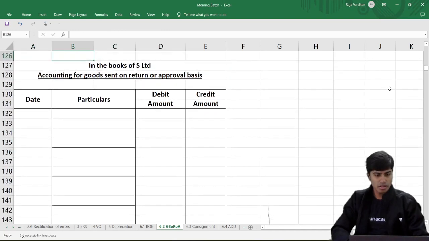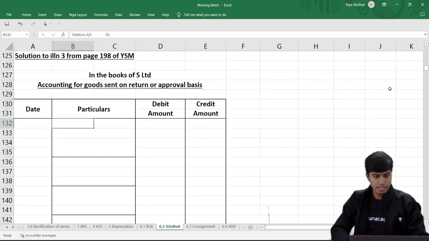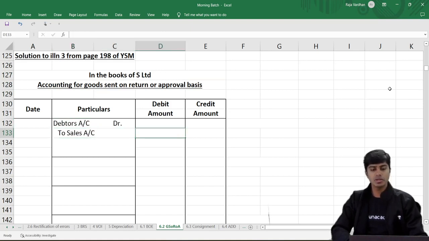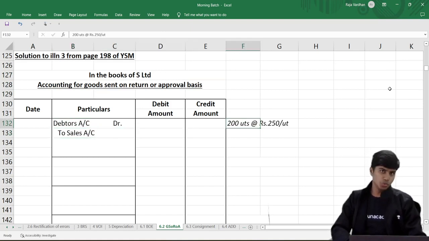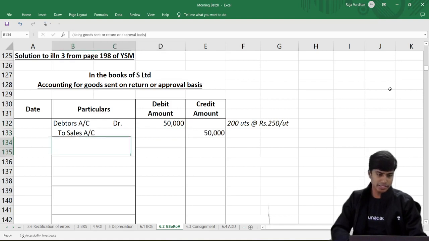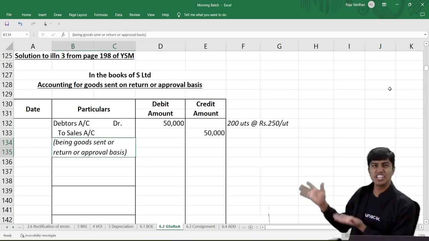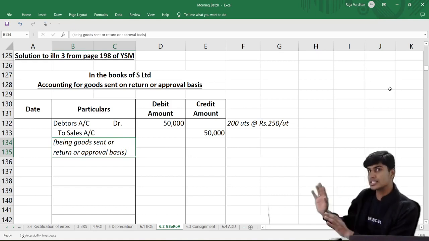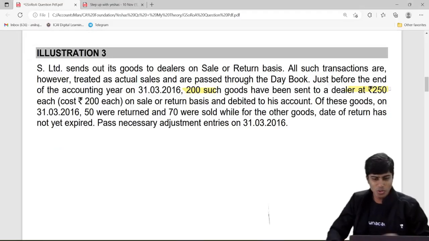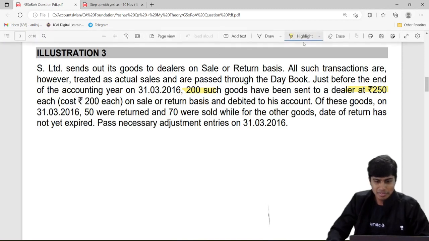This is in the books of S Limited. Debtors account debit to sales account. 200 units into 250 per unit, which is 50,000. Being goods sent on return or approval basis, optimistically recorded as sale when the goods are sent. Then what do we have? Of these goods, on 31st of March 2016, 50 were returned.